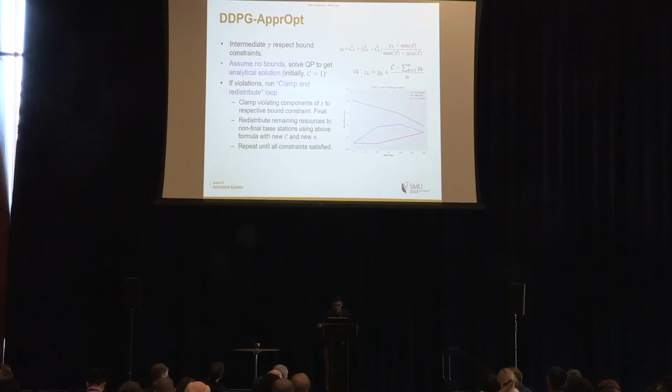On the x-axis, you have the base index. On the y-axis, you have the allocation. The red line is showing the minimum bound constraints, and the green line is showing the max bound constraints.